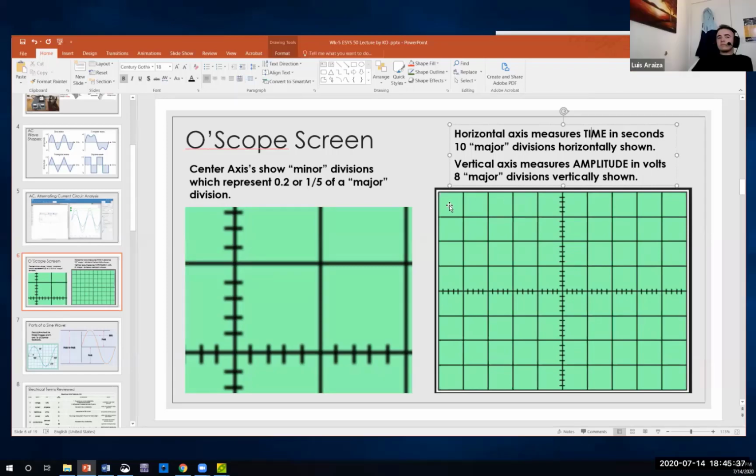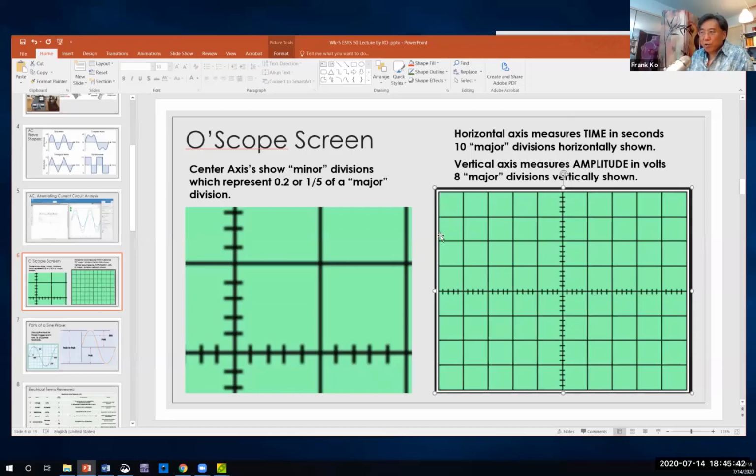And how many divisions is the vertical axis shown as? You have 1, 2, 3, 4 from the top to the middle, and another 1, 2, 3, 4 to the bottom. So it's a total of 8 vertical major divisions. Then if we magnify the oscilloscope and look a little deeper, you notice that the center vertical axis and the center horizontal line are graduated further with additional markings. And these markings are called minor divisions.